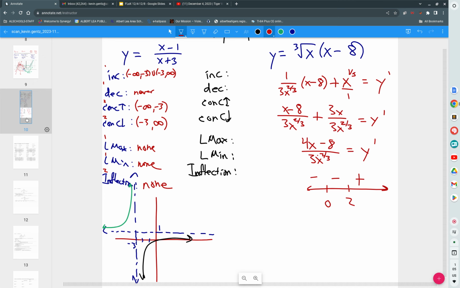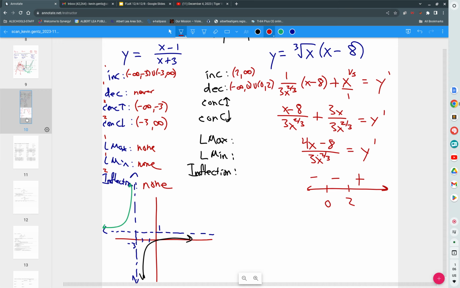What does that tell us? It's increasing from 2 to infinity. Good, increasing 2 to infinity. Decreasing from negative infinity to 0, union 0 to 2. We don't really know what's happening until we know the derivative doesn't exist there. It could be a vertical tangent, right? Maybe that's what happens. 0 and 2 are critical points.